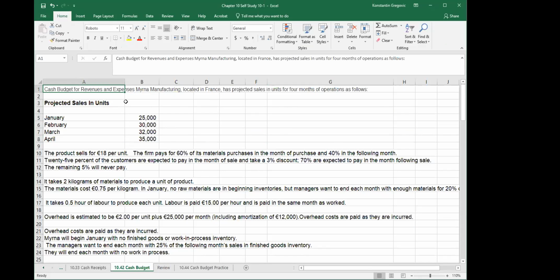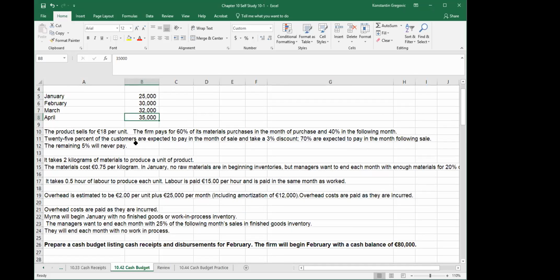so we got a cash budget for revenues and expenses for Myrna Manufacturing located in France. We've got projected sales in units, 25,000, 30,000 in February, 32,000 in March, 35,000 in April. Product sells for $18 per unit. The firm pays 60% of its material purchases in the month, 40% in the following month.